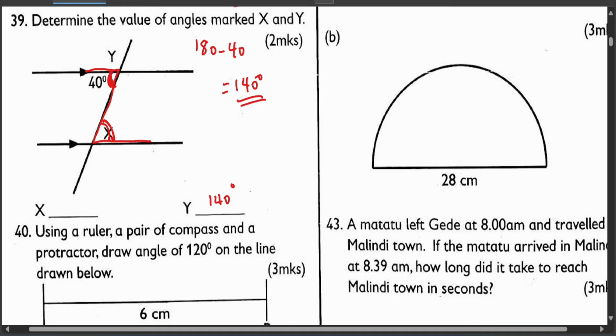This angle is alternating to this angle. So therefore this one becomes 40 degrees. How do you know if the angles are alternating? Just create the Z shape and this angle should be equal to this angle.